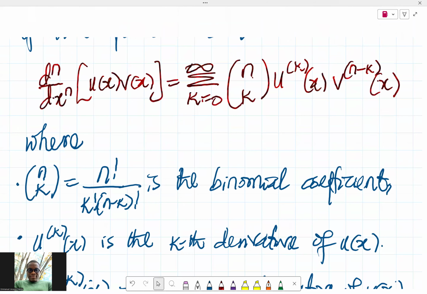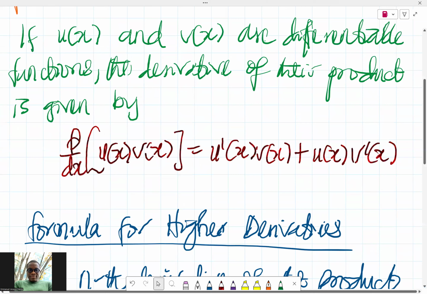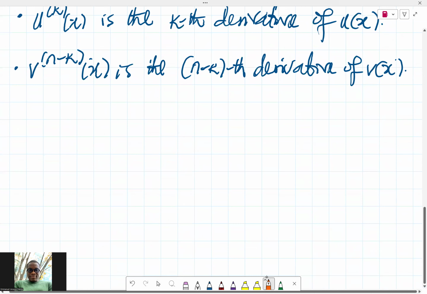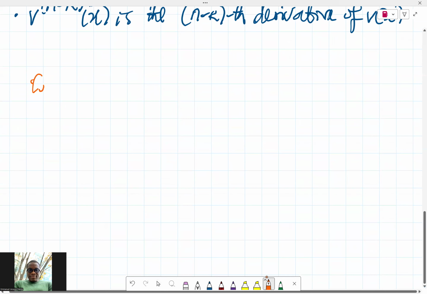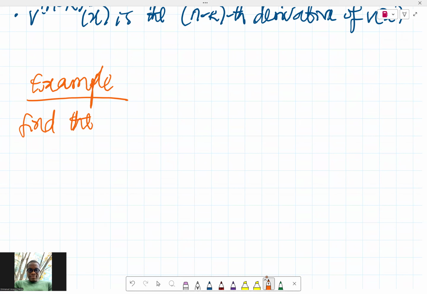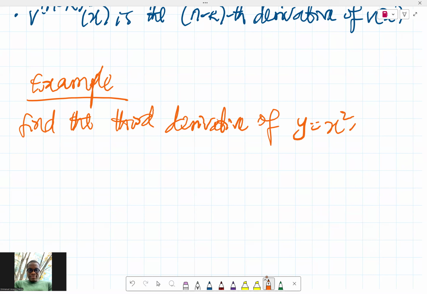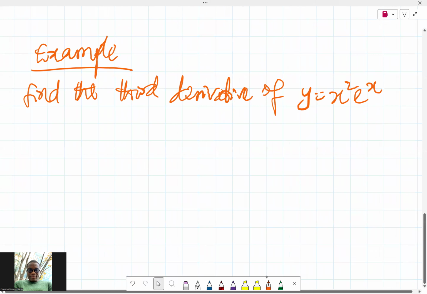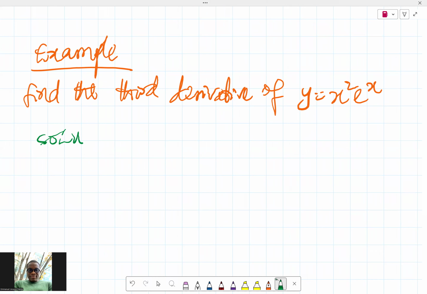So let's take an example and see how that goes. Example: find the third derivative of y equals x squared e raised to power x. Okay, so the solution to that.